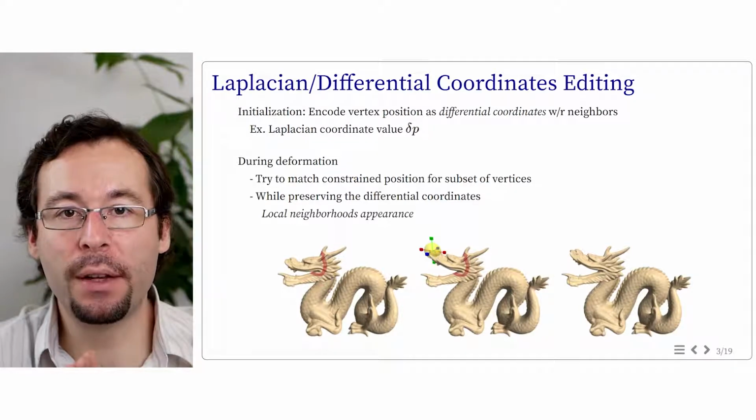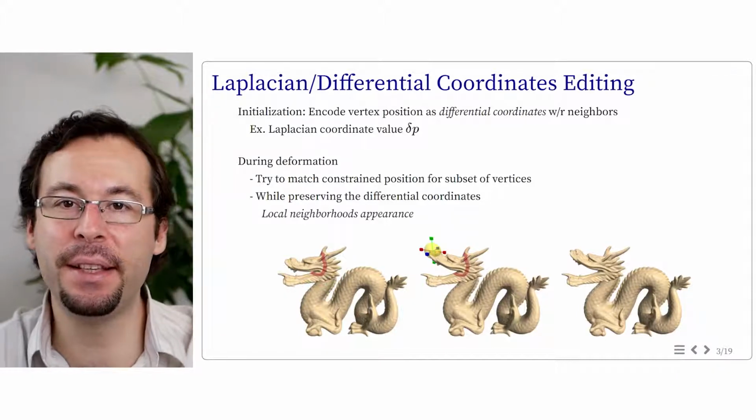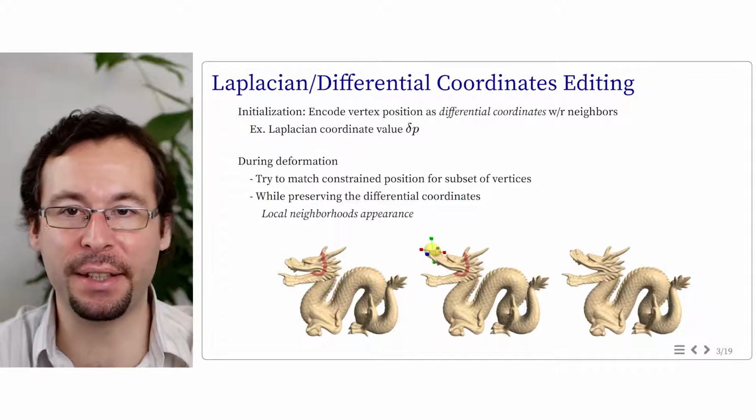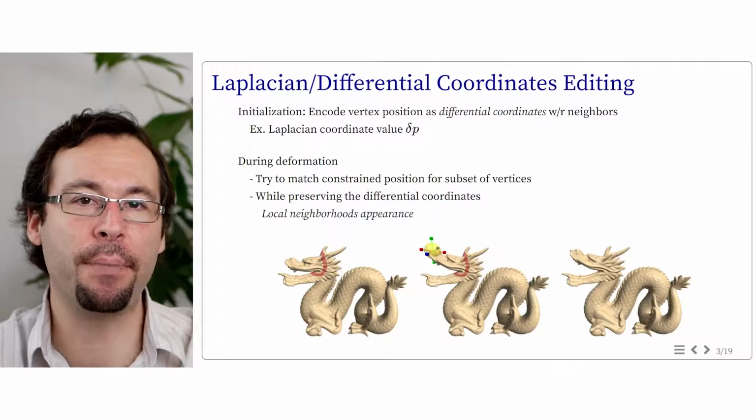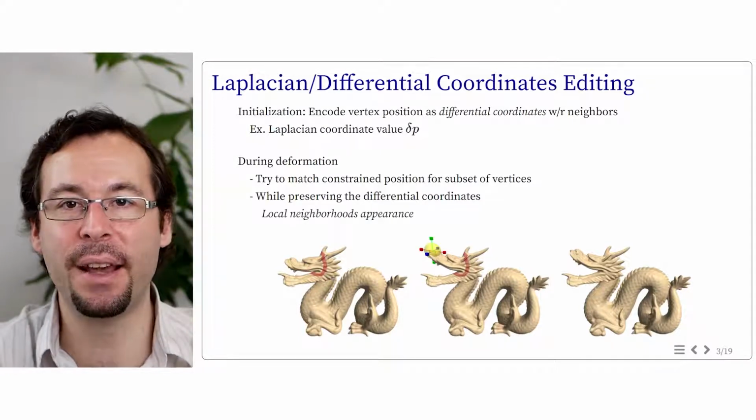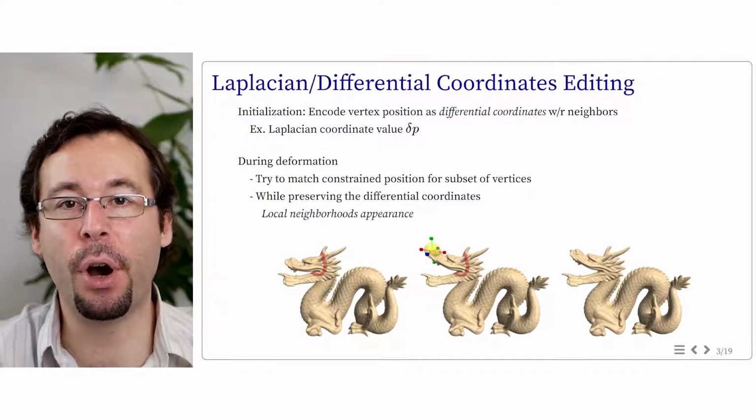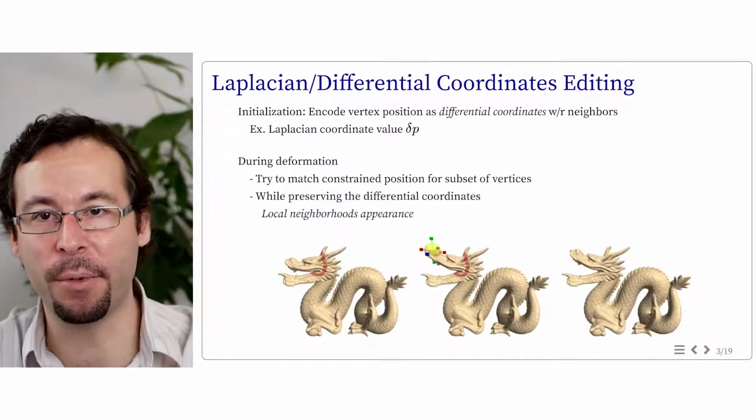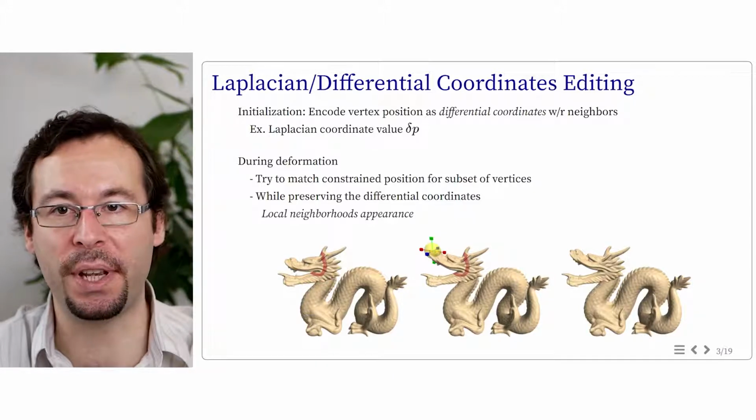One of the most well-known surface-based deformations that allows interactive editing is the Laplacian deformation, or differential coordinate editing. So the idea is the following. At the initialization step, we encode the vertex positions as differential coordinates with respect to the neighbors. These differential coordinates have the objective to encode how a vertex is related to its neighbors, and they somehow encode the local appearance of the surface.